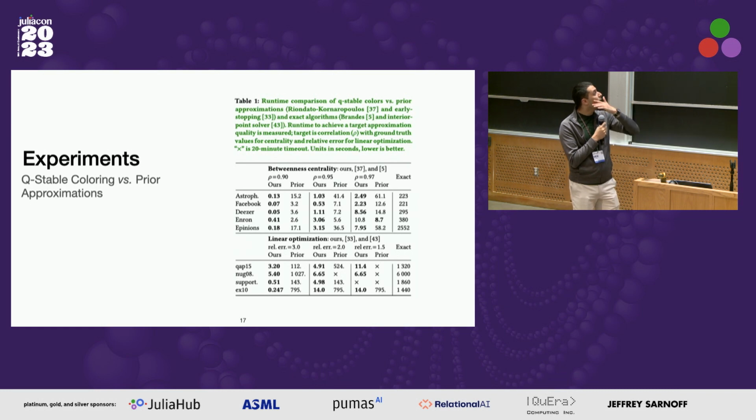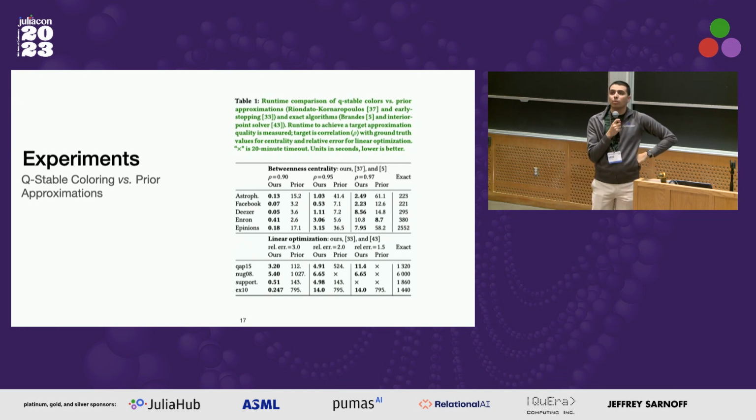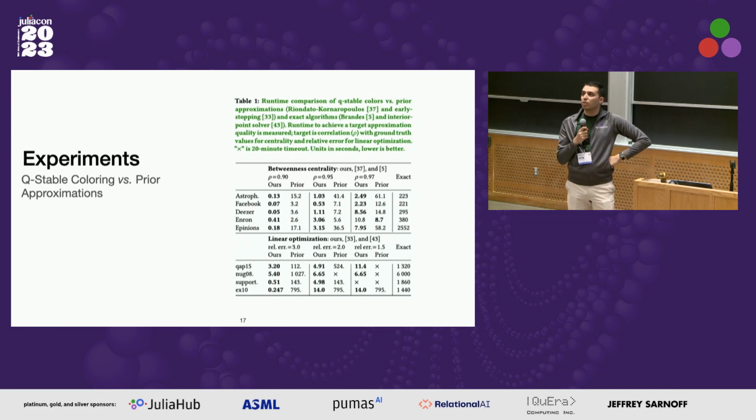And we find that as you get more and more demanding of the quality of the approximation, the advantage starts to really show. So at 0.97, we can get you an answer, for example, in astrophysics within 2.5 seconds. You'd have to wait a minute for the prior approximation that works specifically for betweenness centrality, and much longer for the exact answer.